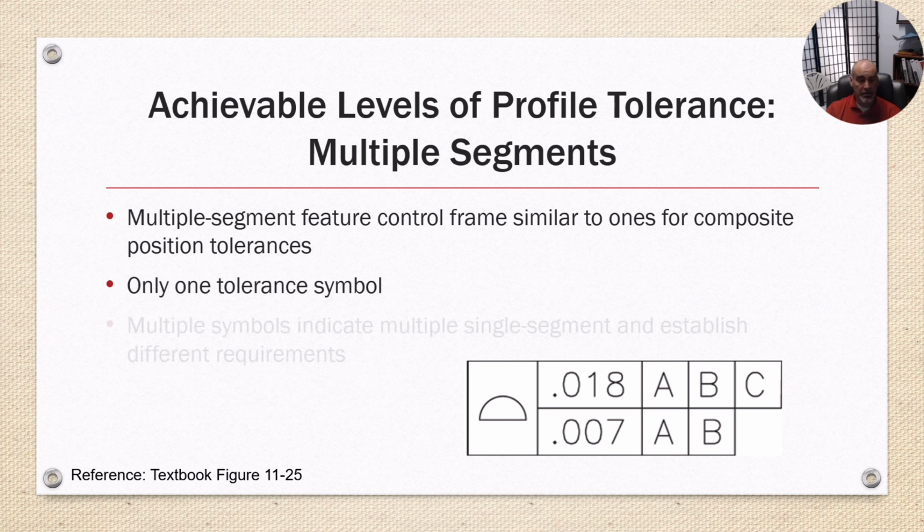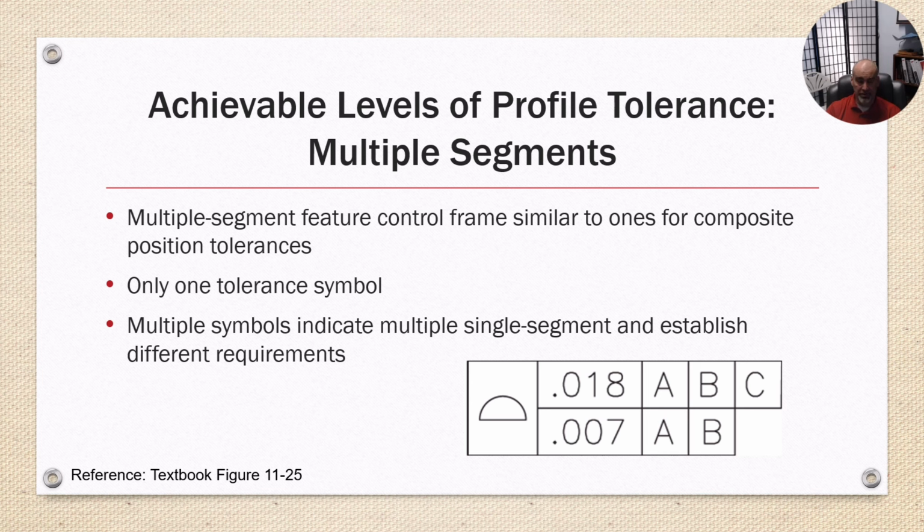And the multiple symbols indicate multiple single segments that establish different requirements. So that's the difference between the composite frame and a multiple segmented one. We've only got one profile symbol, so we interpret that differently than if we had two different frames with two different profiles. This applies to the entire feature in two different contexts, whereas if it was two separate frames on the left with a profile on each, they would just be specifying different areas of the model surface or part.